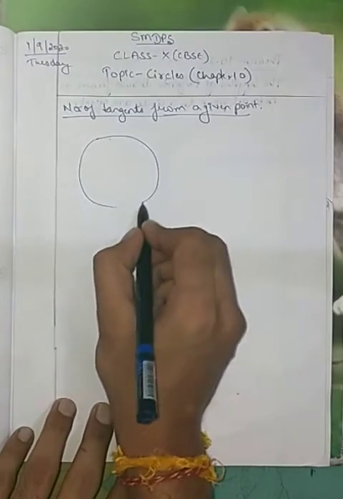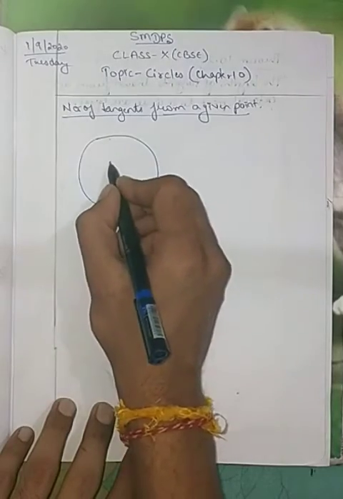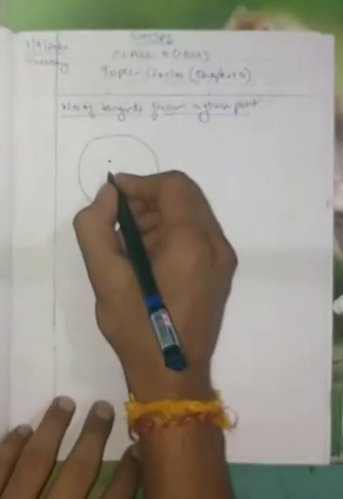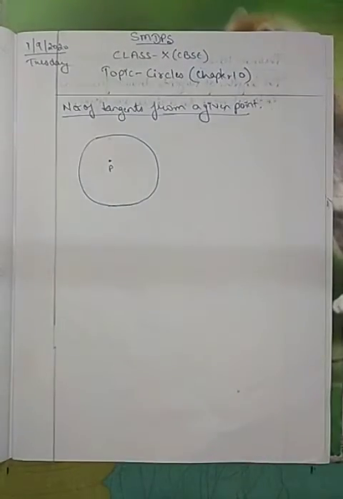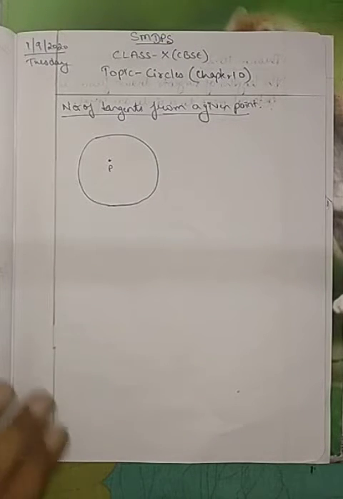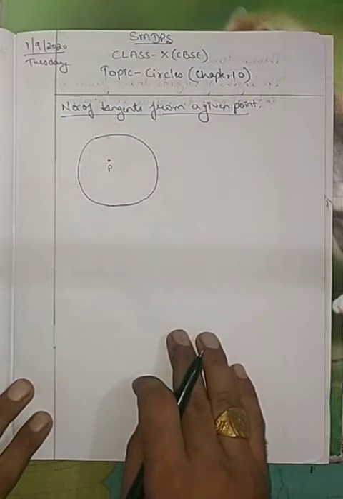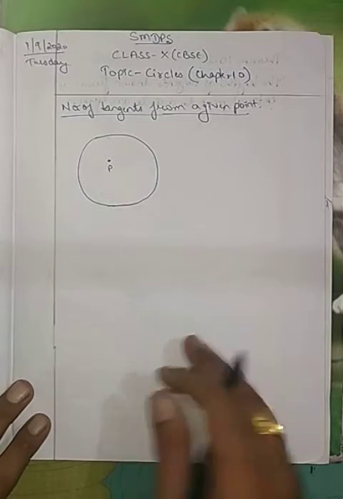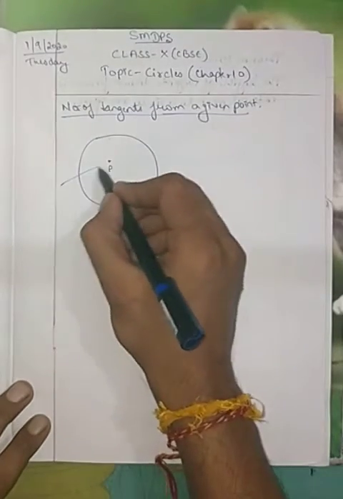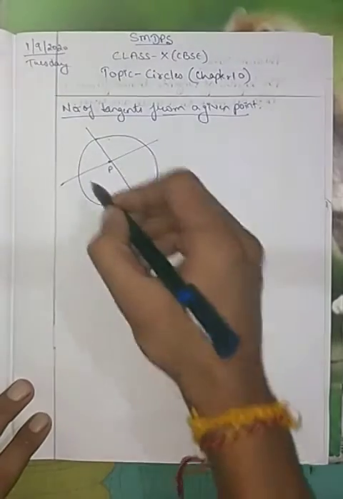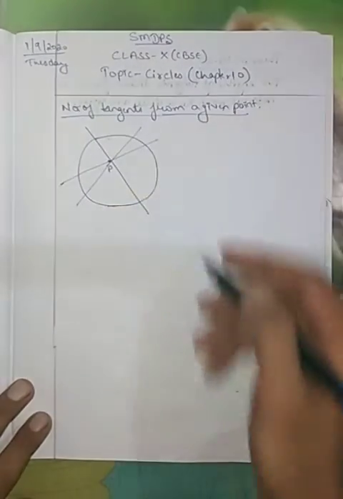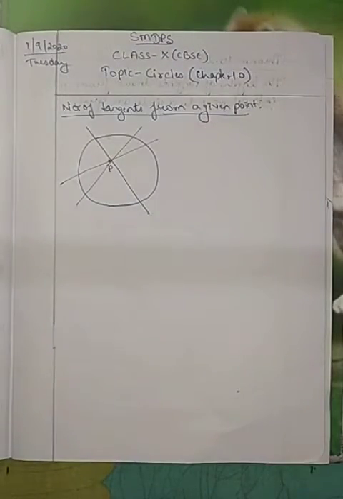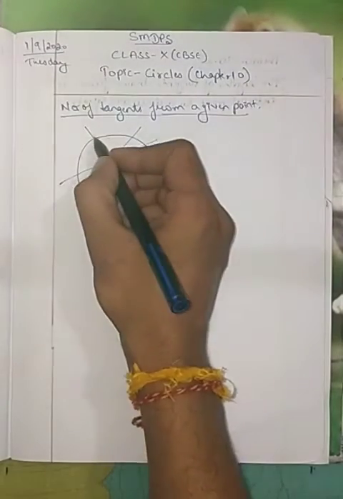If I have a circle, and a point P lies inside the circle, and I ask you to draw a tangent from this point P, is it possible? A tangent is a line, so let's start by drawing some lines. A tangent is a line that touches the circle at only one point.